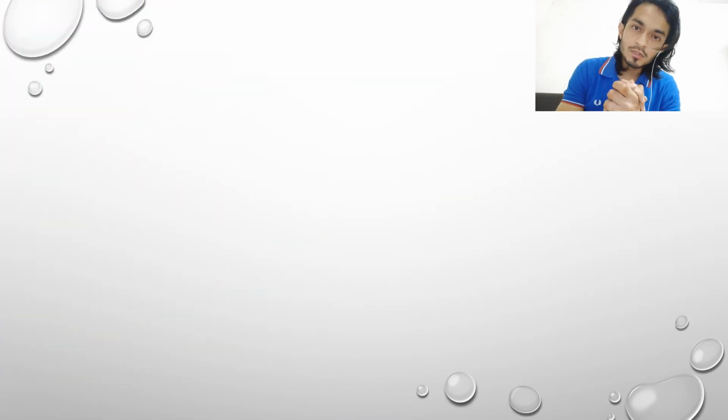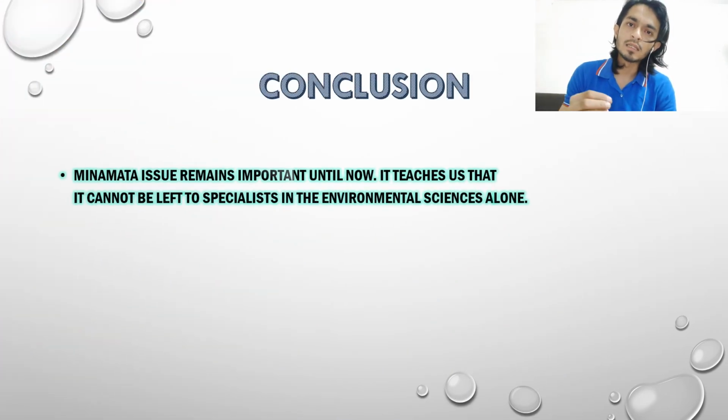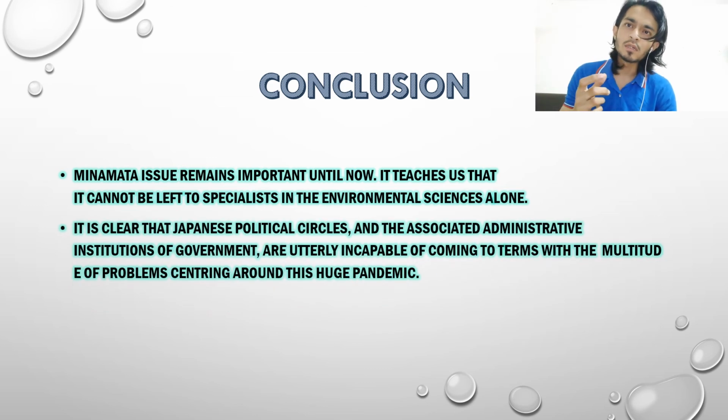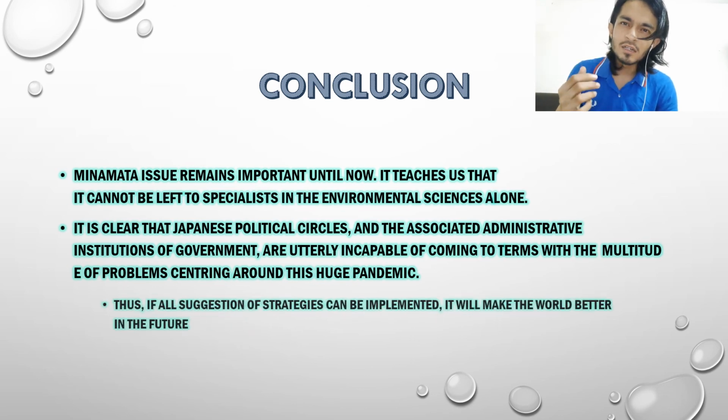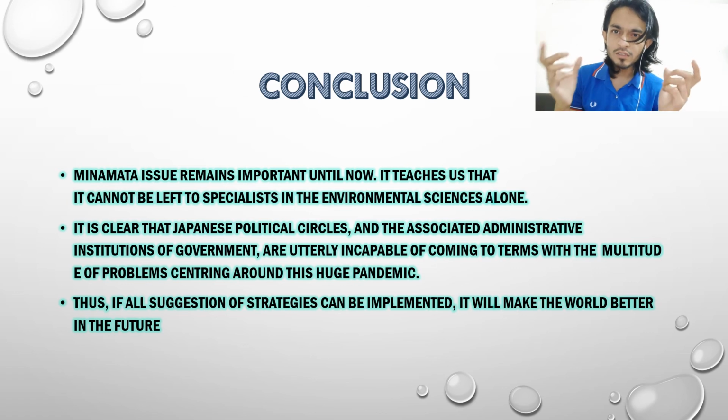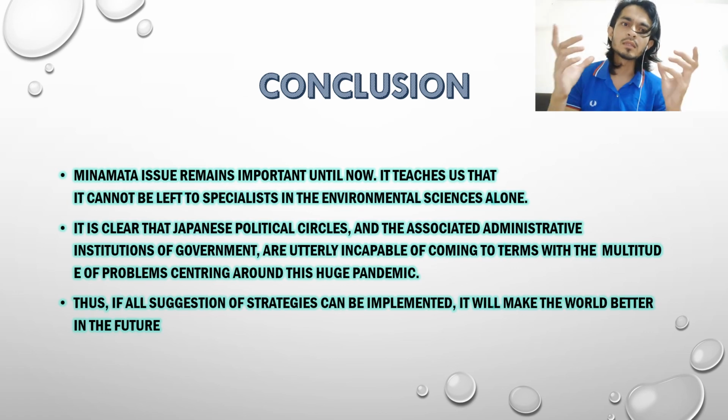As a conclusion, the Minamata issue remains important until now. It teaches us that it cannot be left to specialists in the environmental sciences alone. It is clear that Japanese political circles and the associated administrative institutions of government are utterly incapable of coming to terms with the multitude of problems centering around the huge pandemic. Thus, if all the suggested strategies can be implemented, it will make the world better for the future.